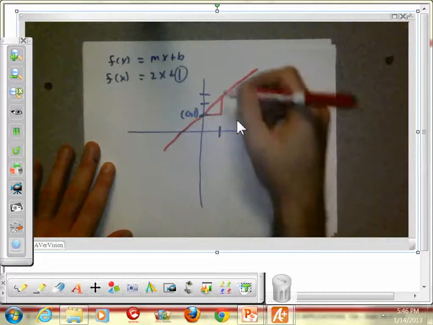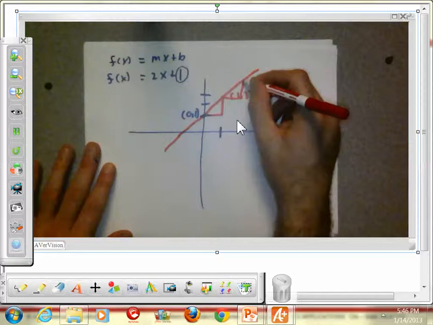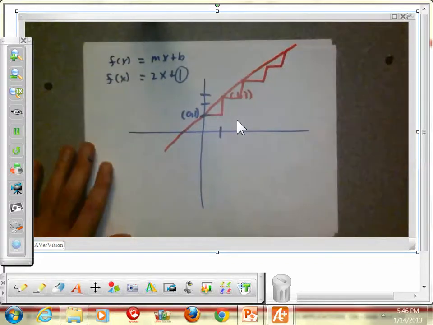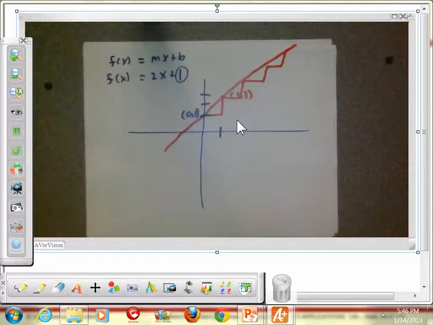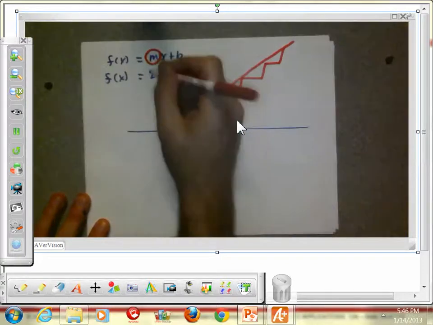And with a constant slope, we just keep doing the same thing, 1 to the right, 2 up, 1 to the right, 2 up, 1 to the right, 2 up. And we have that constant rate of change, makes a nice staircase. So it gives us a straight line. Now, the slope, the rate of change, the derivative of a straight line here is m, or in this case is 2.